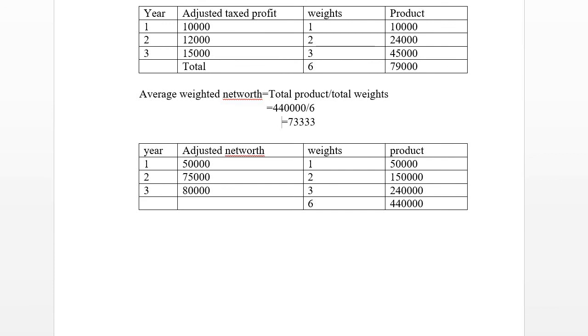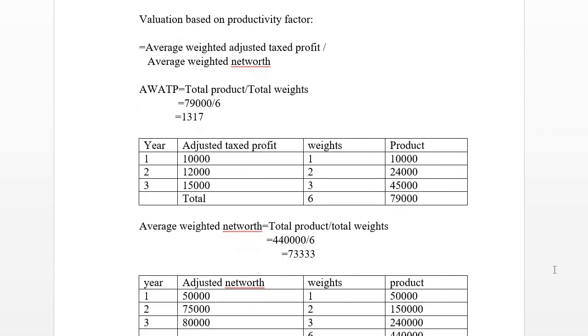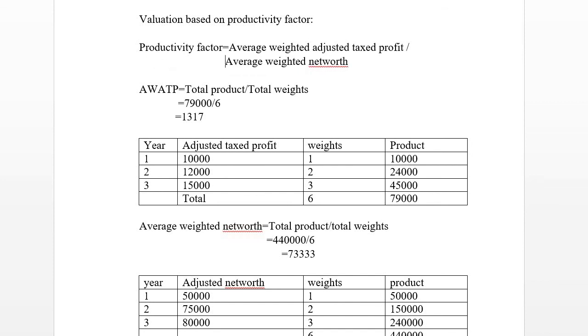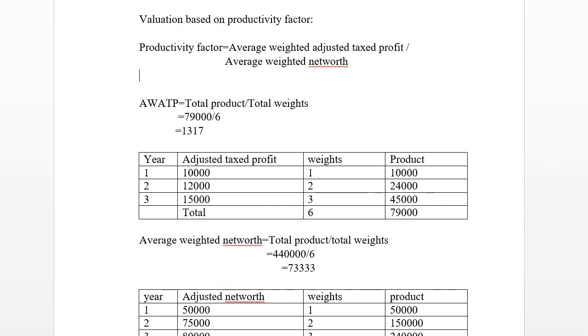Yes. Therefore, the main thing that we have to find out here is the valuation based on productivity. Therefore, we have to find out the productivity factor. Productivity factor is equal to the first parameter, the average weighted adjusted tax profit, which we have already calculated, that is 1317, right?